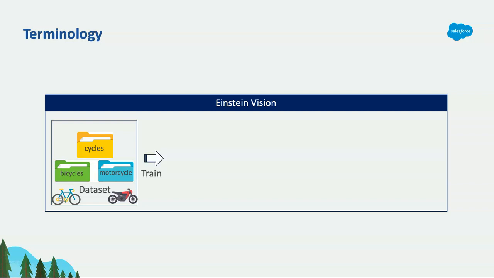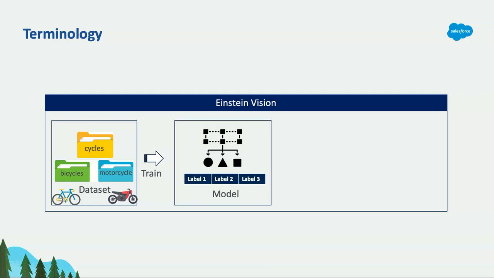So once you have that data set, you upload it to Einstein Vision for training. And during that process, Einstein is going to create a model. And that model will consist of labels and rules that it'll use to perform predictions. But that's all behind the scenes. Einstein's going to do that for you. And the model basically consists of labels. And those labels will literally have the same name as the folders that you created. So you pre-classified, you created labels. Einstein's going to use those in the model.